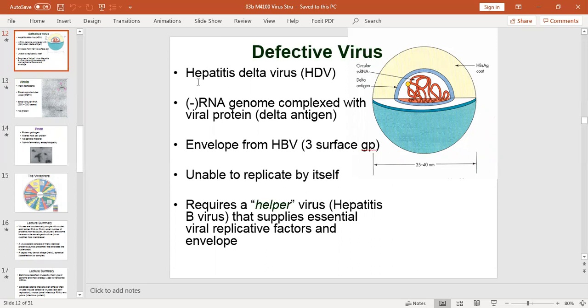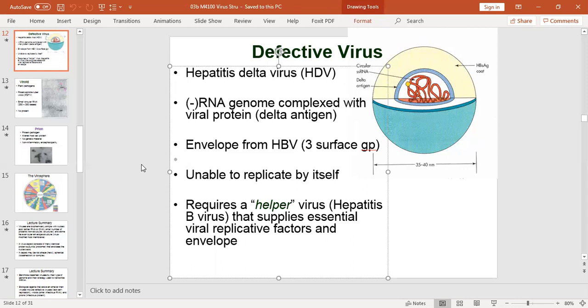So, hepatitis delta virus is a virus that has a negative RNA genome that is complexed with a viral protein, as I just mentioned, called delta antigen. The envelope of this defective virus comes from hepatitis B virus and has 3 surface glycoproteins on the envelope.